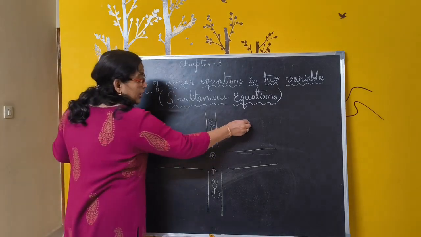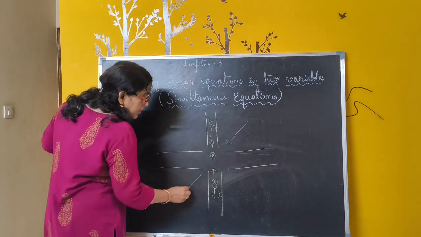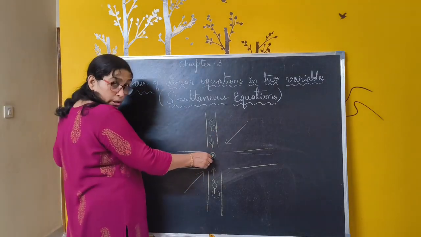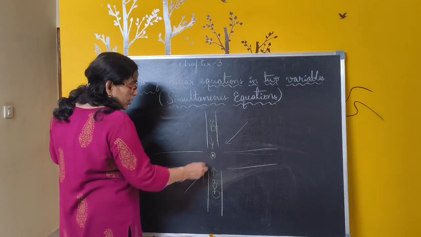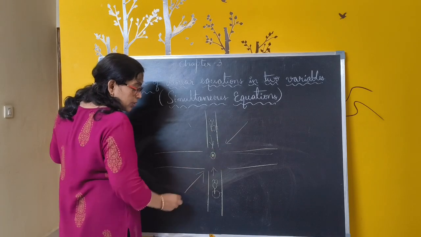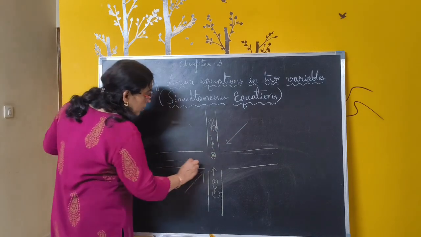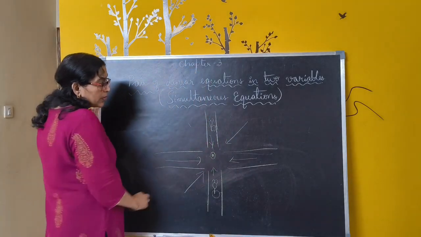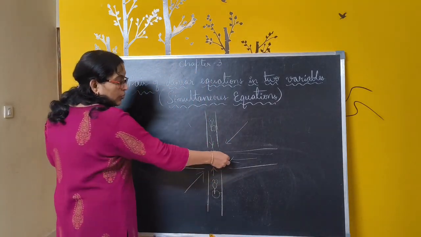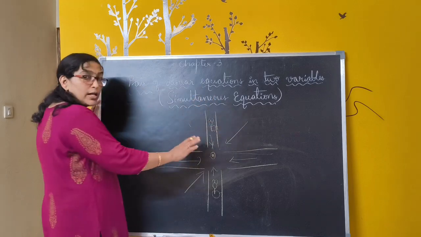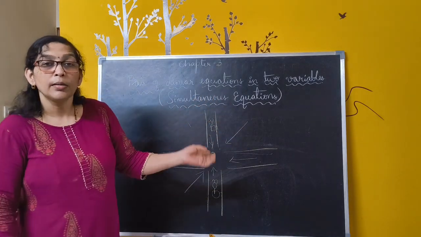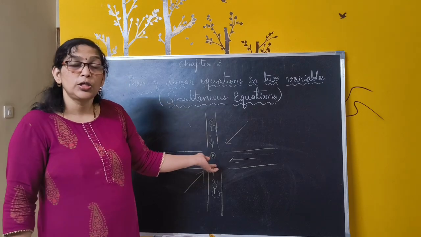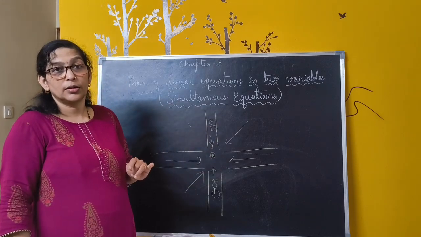Or suppose the cats are coming like this. They also meet at a point here. Anywhere they meet. Or they may come facing each other like this, and meet somewhere here. At one point, at a single point, they could meet. So here we get a single solution, or a unique solution, for this.